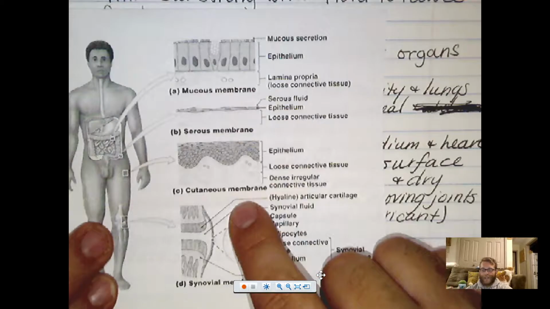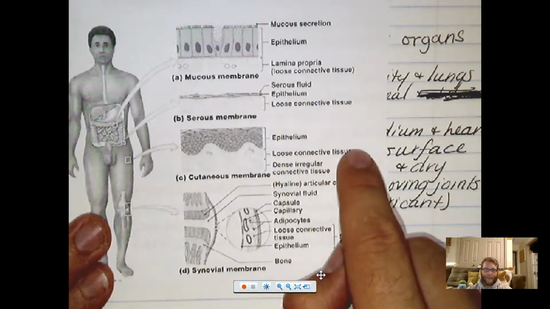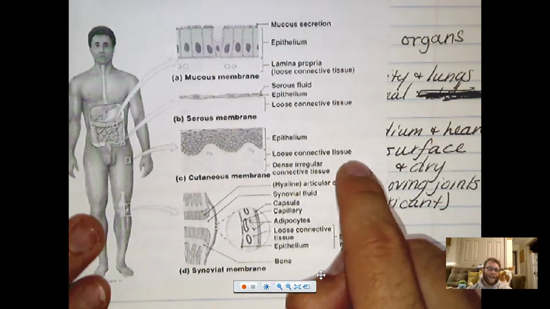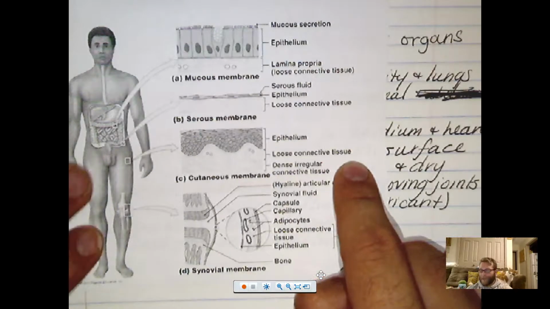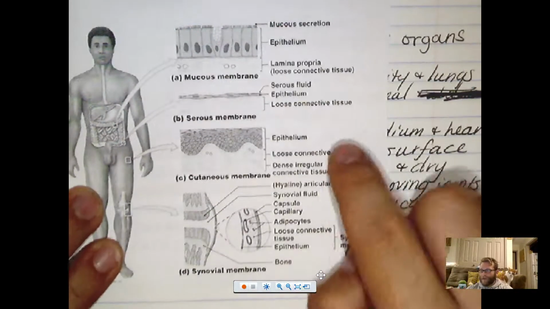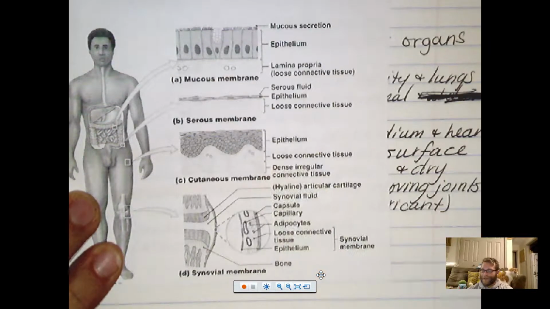Okay. Cutaneous refers to skin. So again, you have your epithelial layer at the top, you have loose connective tissue underneath, and then dense irregular connective tissue below that. Excuse me, I got too many mucosal secretions. Okay. So you have that cutaneous membrane that's present here.